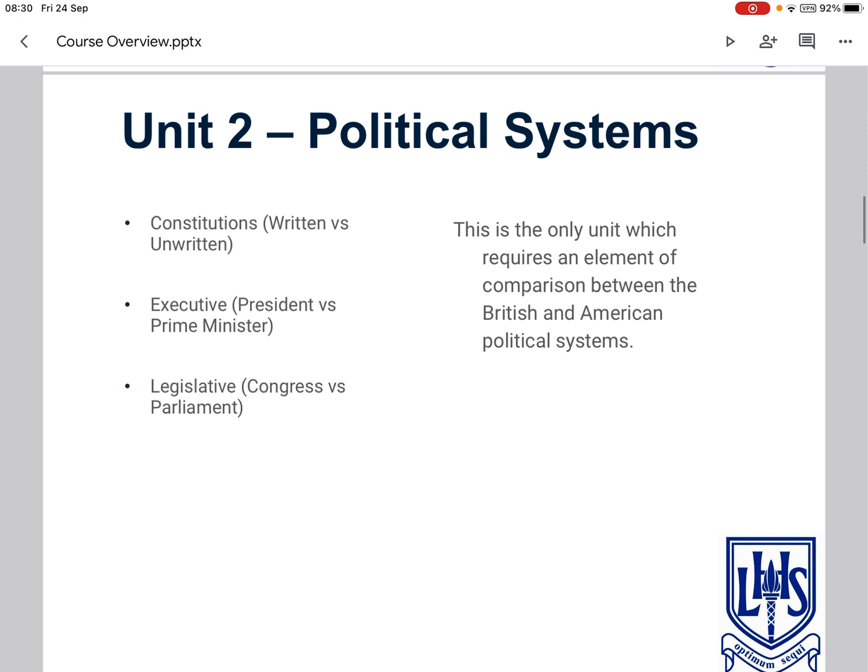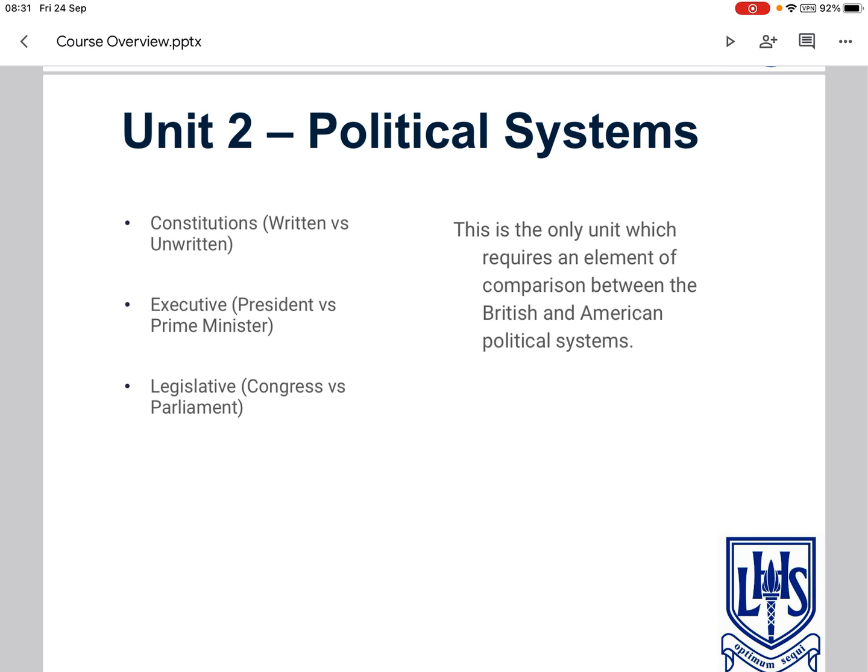Finally, we cover Unit 2. The reason we leave this to last is because it is the least accessible. This requires a lot of political literacy and covers a lot of concepts that pupils will not have a strong understanding of, including constitutions, the executives of America and the UK, and the legislative department, how laws are passed in both America and the UK.